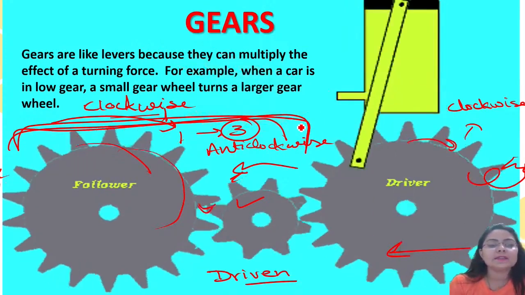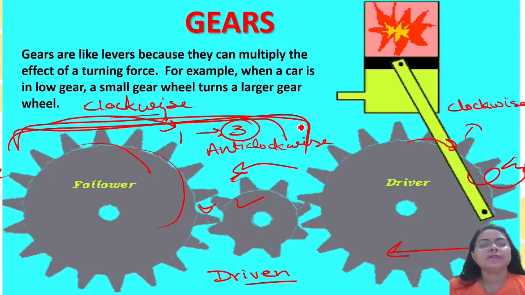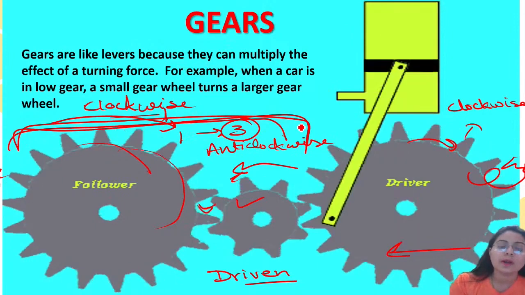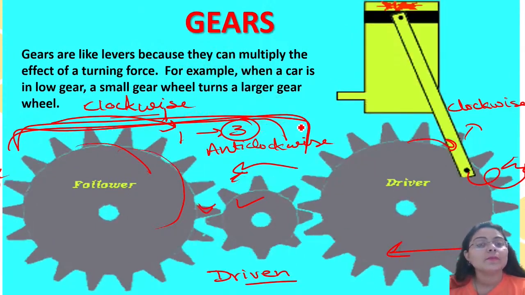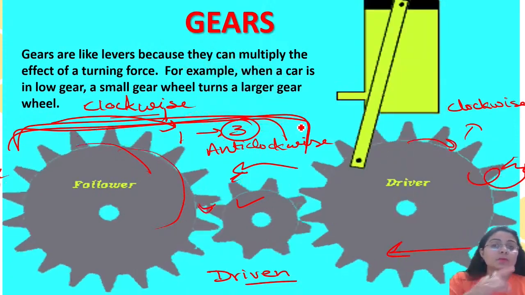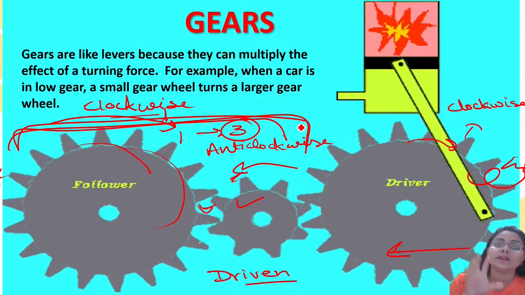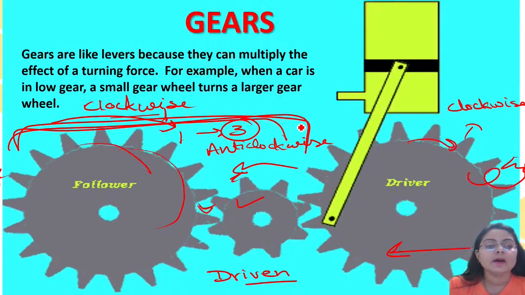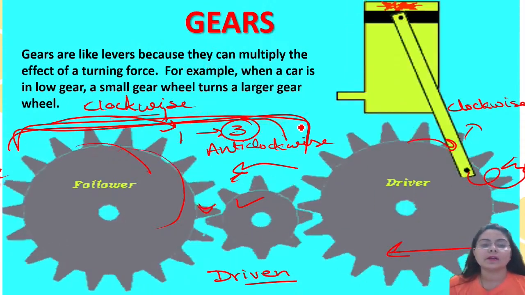Is it clear, guys? If a larger gear is driven by a smaller gear, the larger gear will rotate slower than the smaller gear, but will have a greater moment. That means its moment will be higher. In spite of rotating slowly, it will achieve a larger moment. For example, a low gear cycle, low gear bike, or a car.